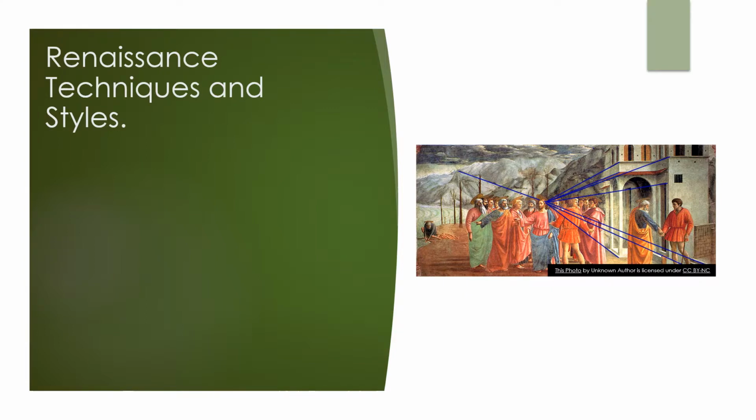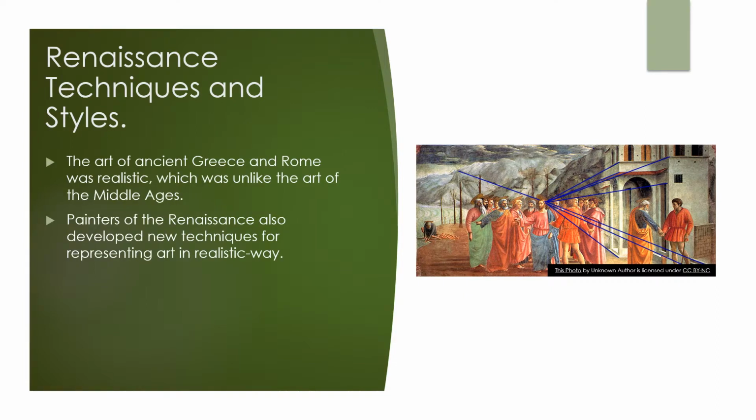So, Renaissance techniques and styles. The art of ancient Greece and Rome was realistic. It made you feel part of the painting, or it made you feel like the sculpture was basically a person frozen in time. It looked real, it felt real, and that was unlike the art of the Middle Ages, which was more kind of quote-unquote flat, very two-dimensional, not a lot of color. Art of the Middle Ages wasn't very realistic.